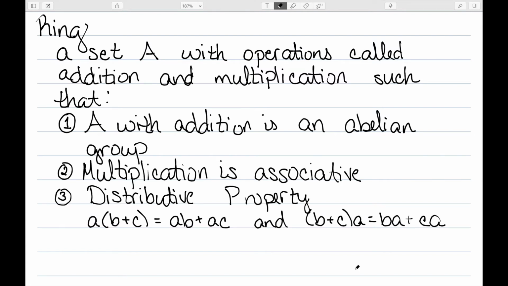So for any three elements A, B, and C in my set A, I need A times (B plus C) to be equal to AB plus AC. This is my left distributive property. I also need the right distributive property, (B plus C) times A to be equal to BA plus CA.